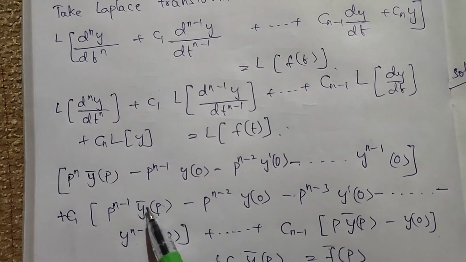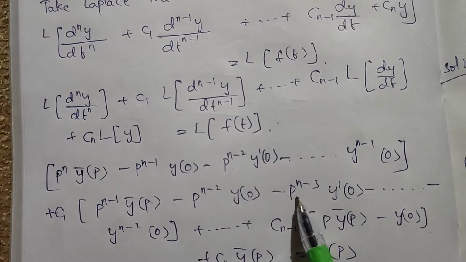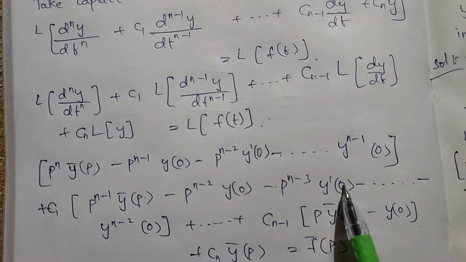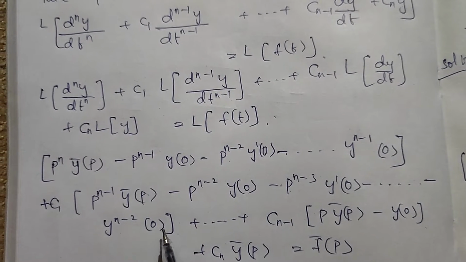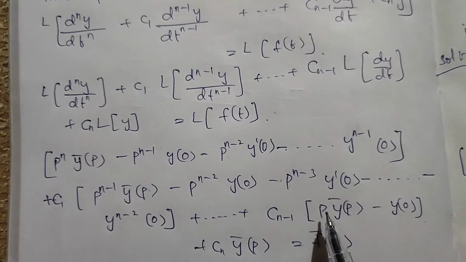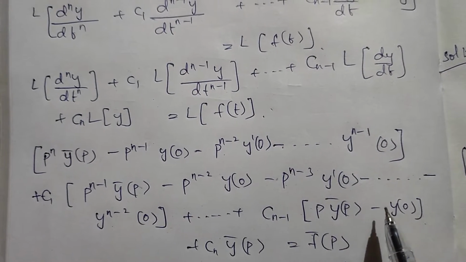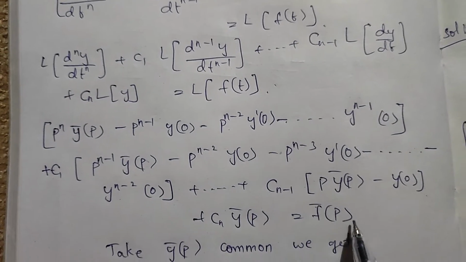p power (n-1) into y bar p minus p power (n-2) into y of 0 minus p power (n-3) into y dash of 0 minus so on minus y power (n-2) of 0, plus so on plus c(n-1) into p into y bar of p minus y of 0, plus cn into y bar of p, which is equal to f bar of p.